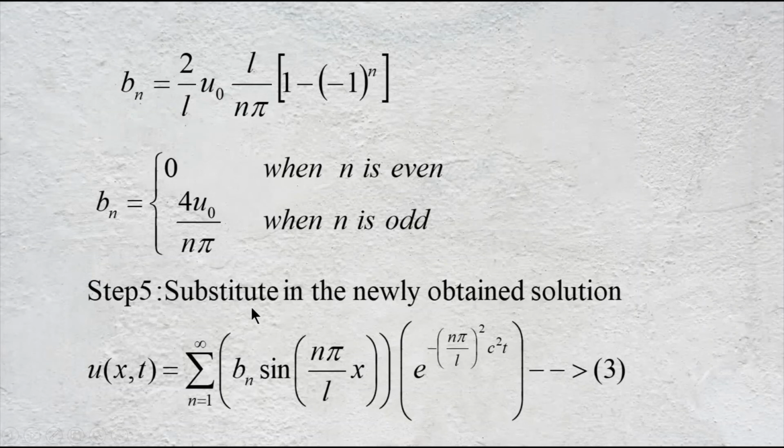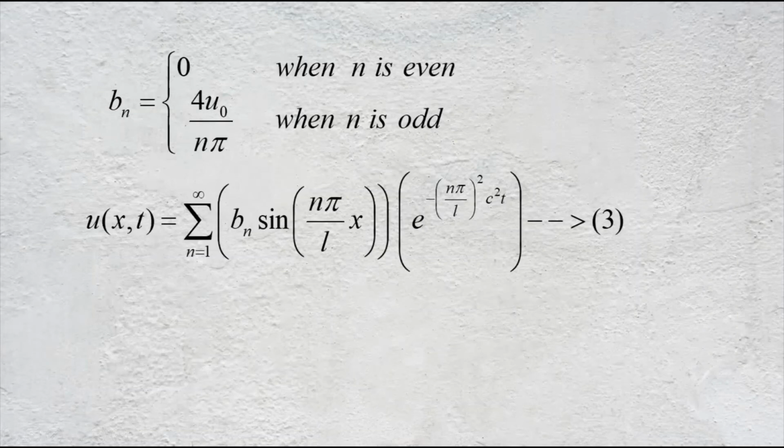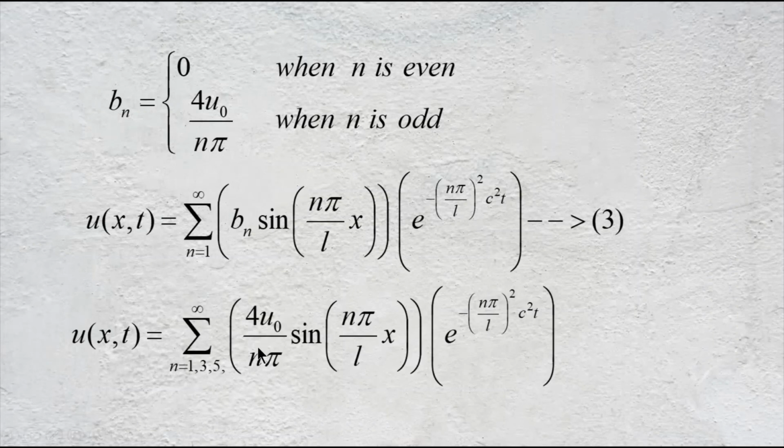Now in step 5 we are going to substitute in the newly obtained solution. This is our equation 3. Here we are going to substitute Bn. Now when you are substituting, we have to write n as 1, 3, 5, etc., because this equation survives only when n is an odd number. Otherwise the values are 0 for n as even numbers.